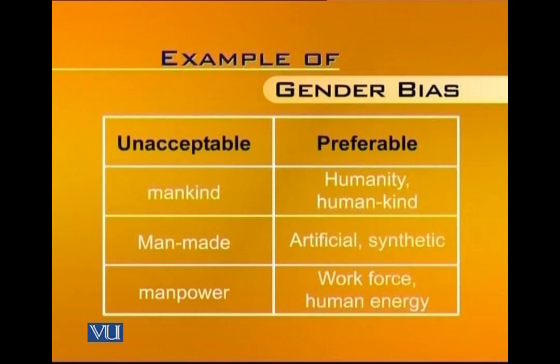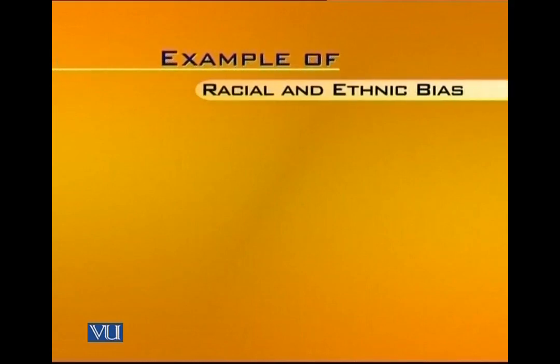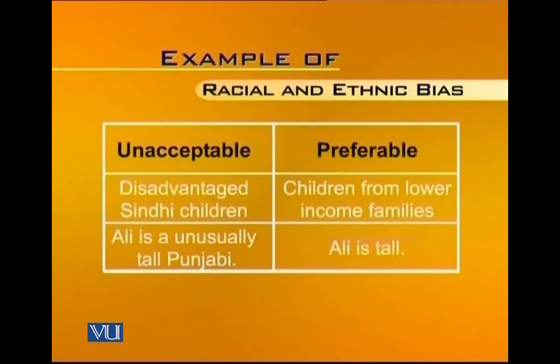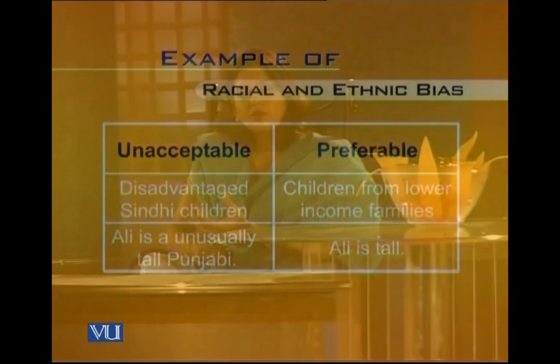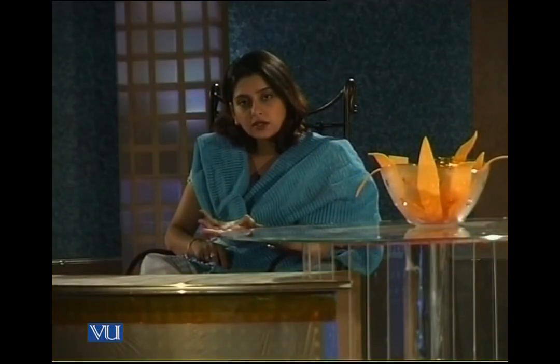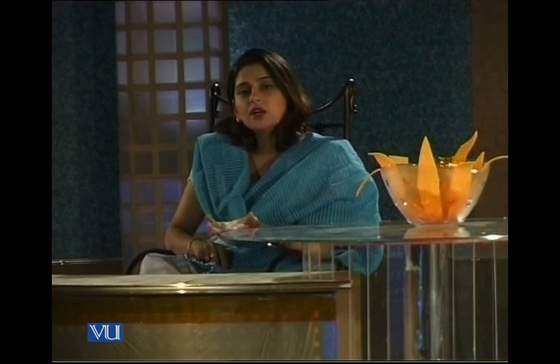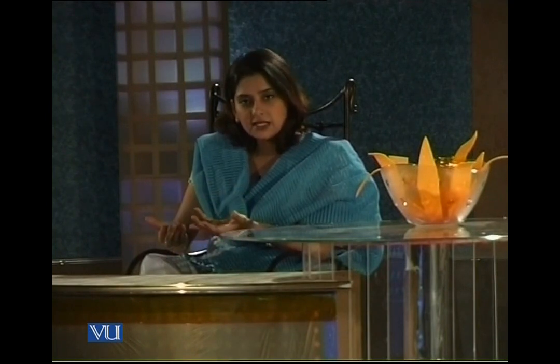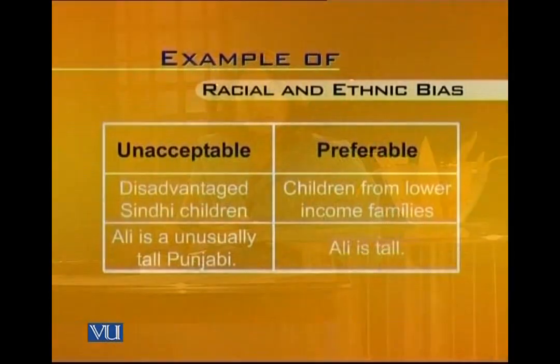Ab ye dekhe, in sare alfaz mein ye gender bias hai kyunki in sab mein khawateen ko exclude kiya gaya hai terminology se. For example, if you're talking about children from Sindh who come from disadvantaged backgrounds, it might be better to delete the word Sindhi from your sentence, because that would imply that all children from Sindh are disadvantaged. It might be better to say children from lower income families. This way you are not targeting any particular race, but you're talking about an income group.